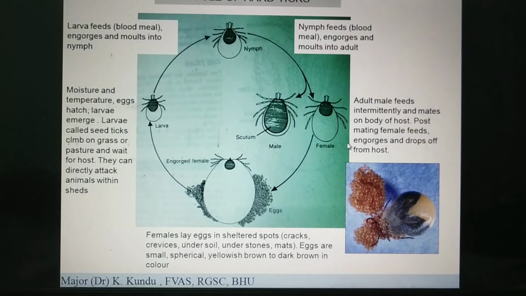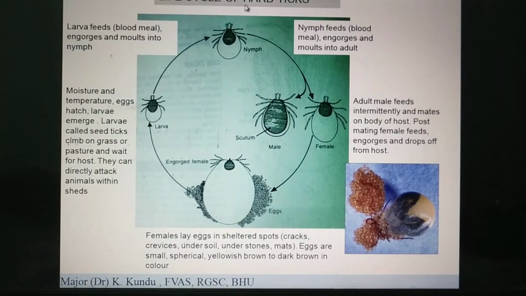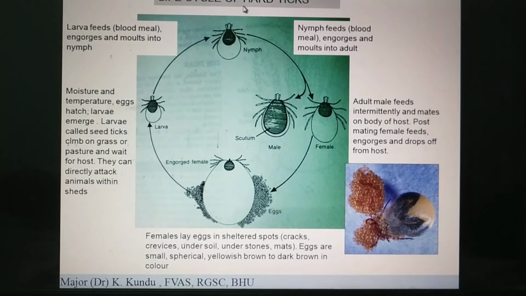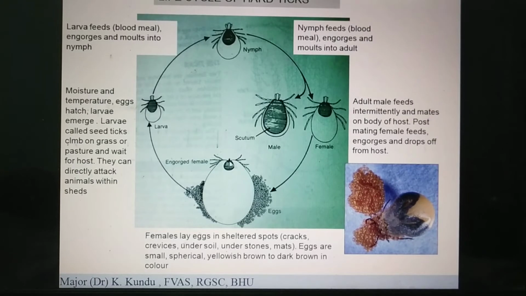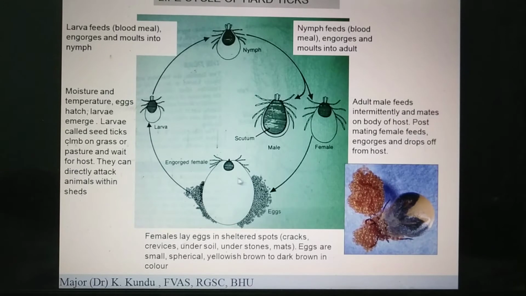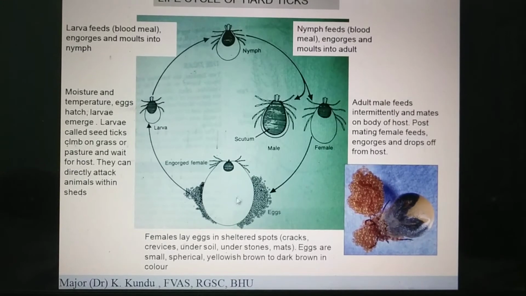Okay. Now coming to the life cycle of the ticks. The life cycle of the hard ticks is very simple. It is not like that of the soft ticks. The female tick lays eggs in a sheltered spot. What are the sheltered spots? Cracks and crevices in the wall, in the floor, or under the mat. Wherever they can hide. In the pasture, it can be under the soil, under stones, etc. They lay the eggs. These eggs are dark brown in color, as you can see.